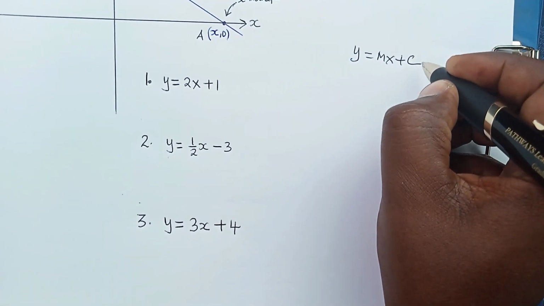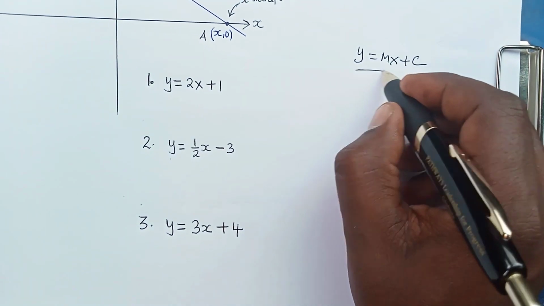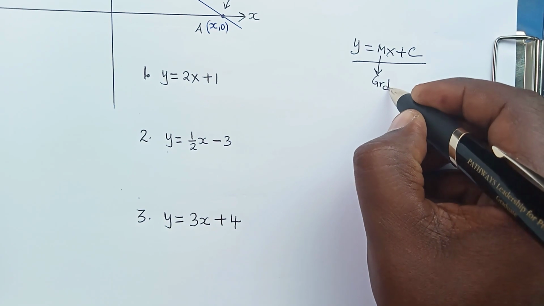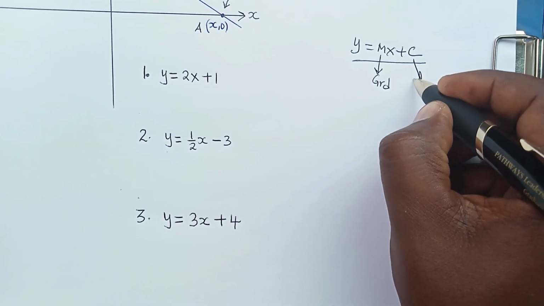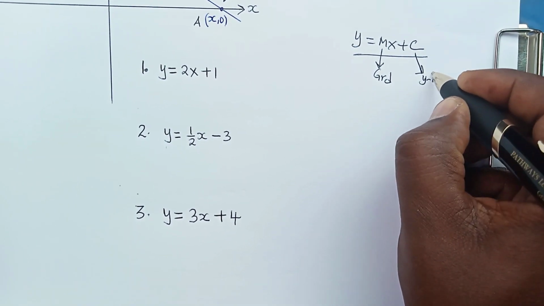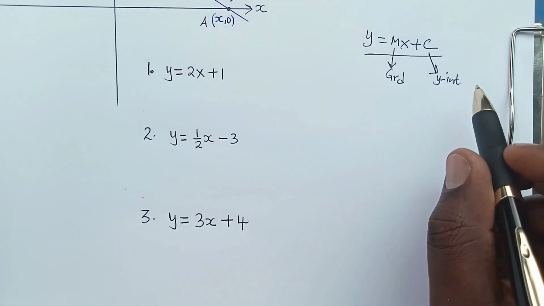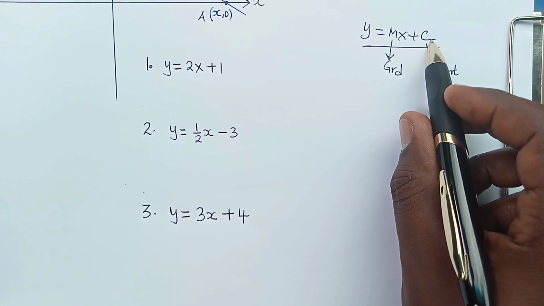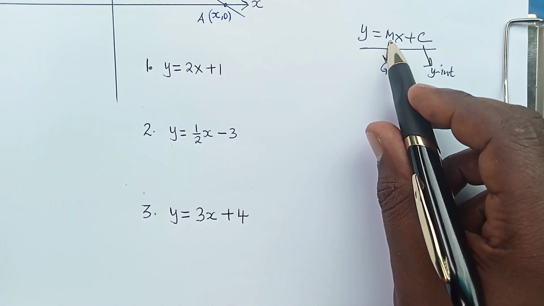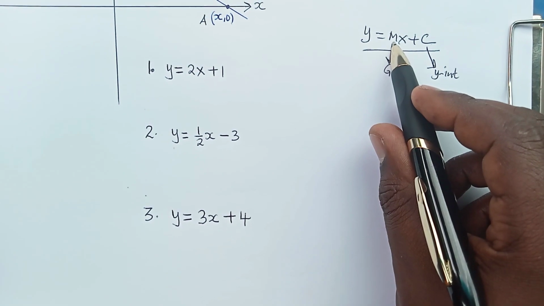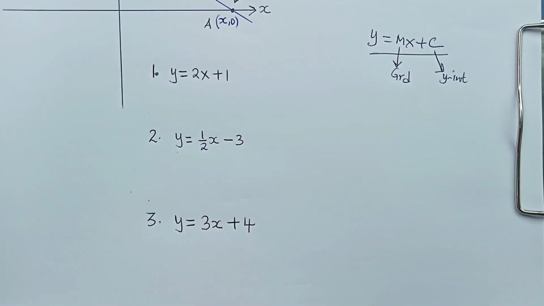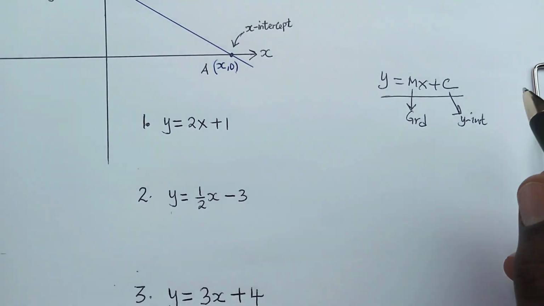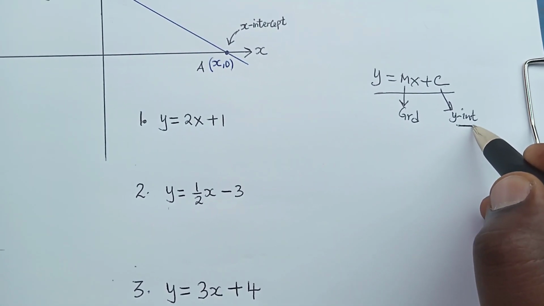Let us first acknowledge that the 3 equations I have provided are of the form y equal to mx plus c. In this general equation of a straight line, m always represents the gradient of that line. C always represents the y-intercept of that particular straight line. So c is a constant representing the y-intercept. So that one can be seen directly from the equation, where m represents the gradient of that straight line.